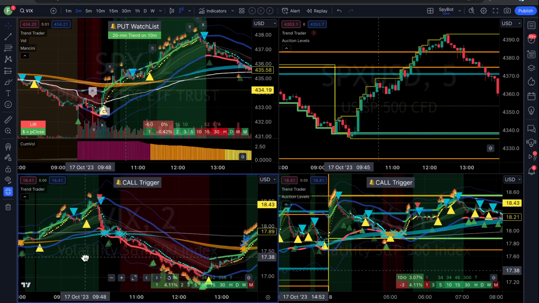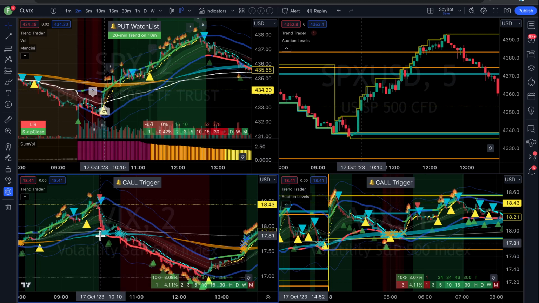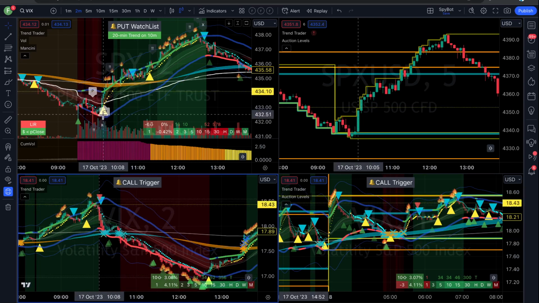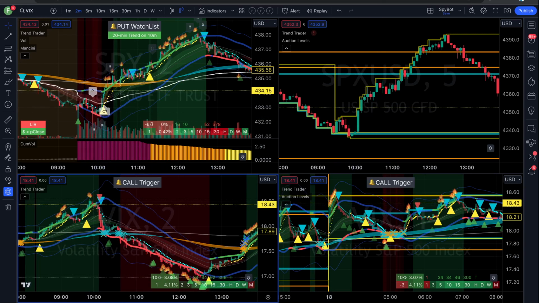So what we see there is that just after 10 a.m. we had a blue triangle on the VIX and a yellow triangle on SPY.